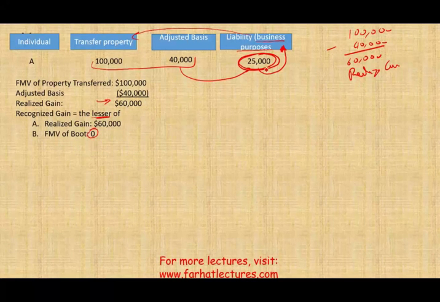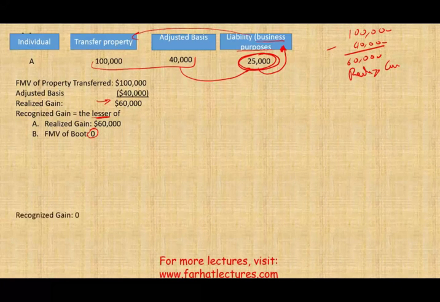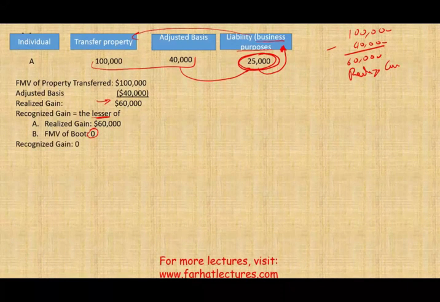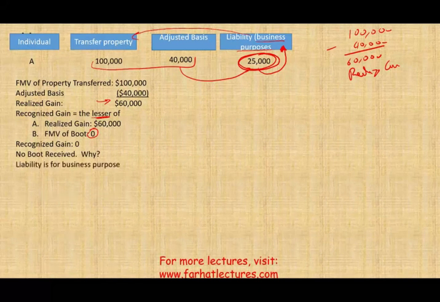Well, didn't you say the liability assumed is a boot? It's not a boot because it has a business purpose. Therefore, what's the recognized gain? The recognized gain is 0. Why? Because the $25,000 liability has a business purpose, therefore it's not considered a boot. Therefore, my fair market value of the boot is 0. So the liability is for business purpose, no boot received.